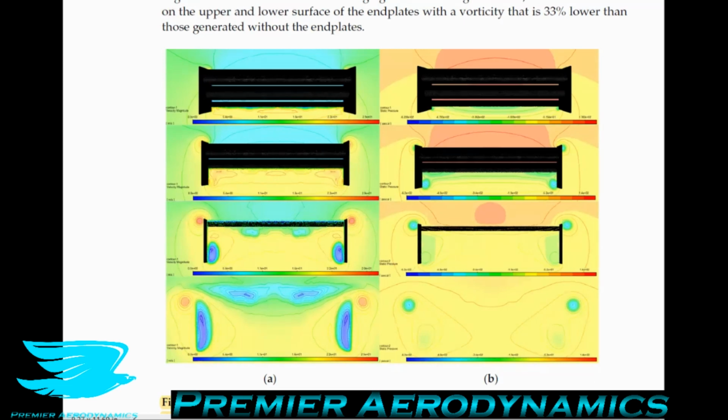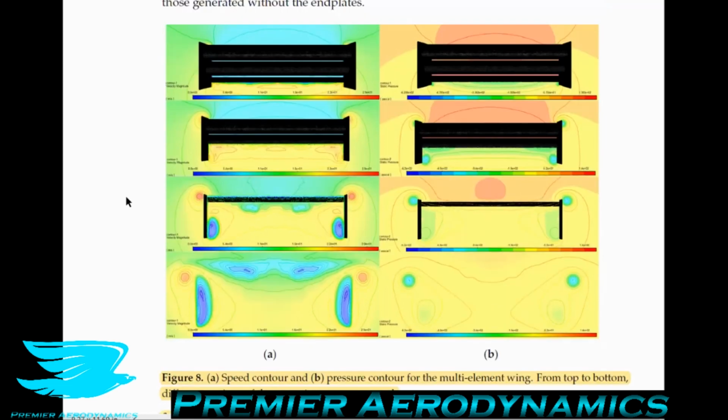However, vortices are formed on the upper and lower surfaces of the end plates with a vorticity that is 33% lower than those generated without the end plates. So in other words, the end plates do make a massive difference to the vorticity. As we know, they reduce the strength of the vortices, which also reduces the drag, but also increases the lift. Why is that? Oh, sorry, the downforce, I should say.